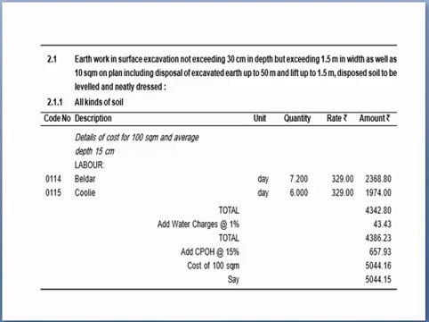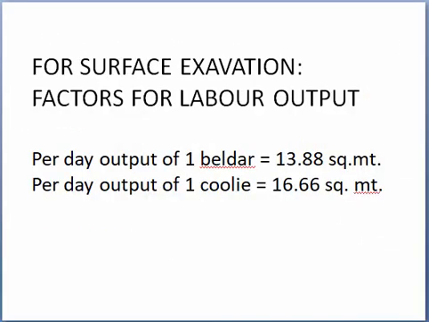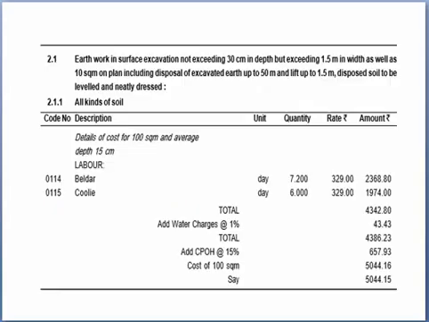So it may be possible the output of the Beldar for 2014, as you can see, was 13.88 square meter. So it may be possible this output also varies in 2019. So these outputs have been derived and revised from time to time. We are following DSR 2014 or analysis of rates 2014. So we are preparing our analysis of rates accordingly.